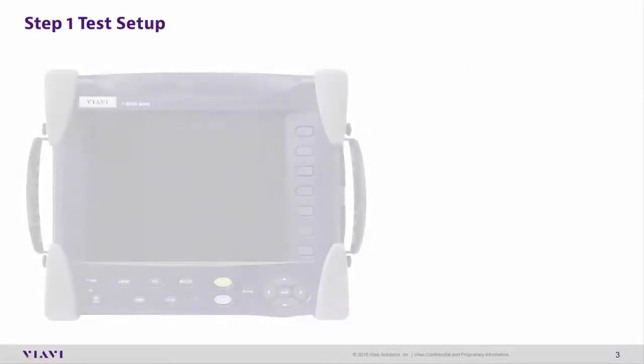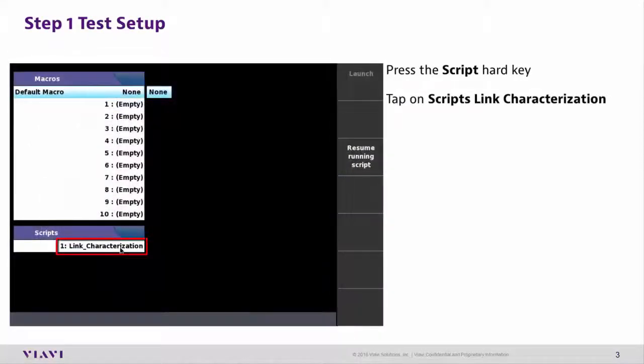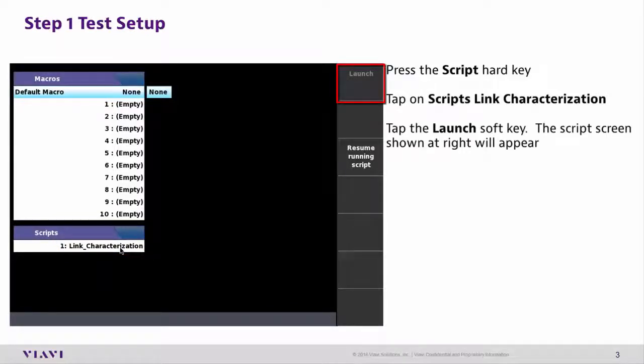Step 1. Test Setup. Press the Script hard key. Then tap Scripts Link Characterization. Tap the Launch soft key.